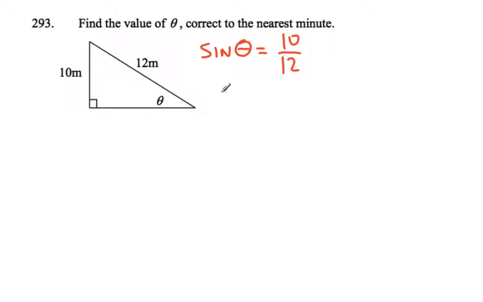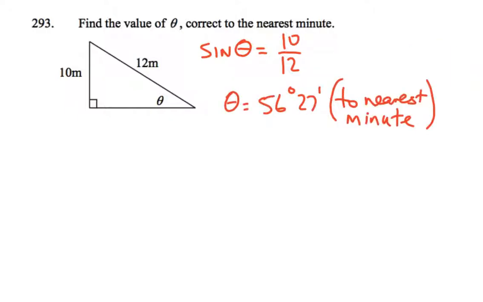Now the big thing to remember here, when you're trying to find an angle, we have to press shift sine on our calculator, don't we? So it'll be shift sine 10 over 12 equals.